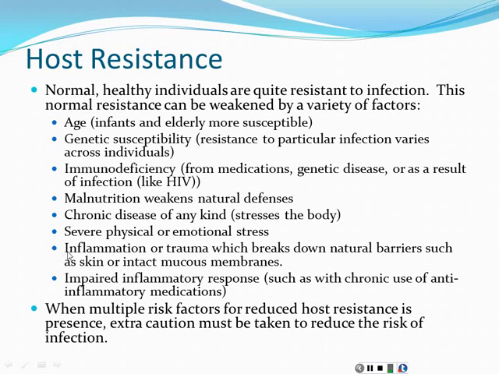And then anything that breaks down the natural barriers. So like say you have eczema, which breaks down the skin barrier, you're going to be more susceptible to skin infections because there's one less barrier to skin infection.